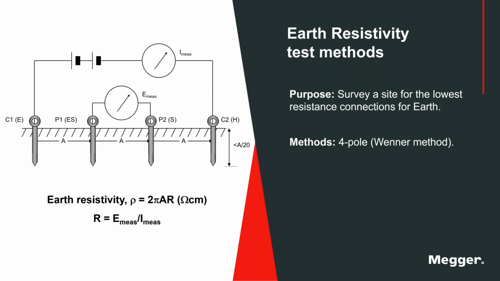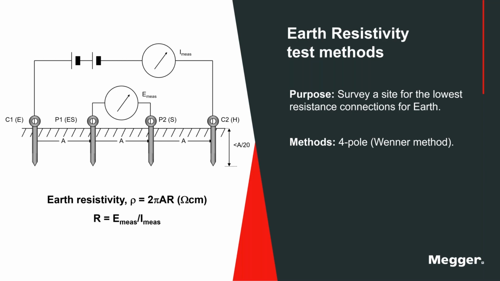3-terminal testers are a lot less expensive, and if you're sure that you're only ever going to have to test grounds that are already installed, then you can save money and buy a 3-terminal tester. But if you're going to test soil, if you're going to get involved in installing or designing a new ground, you must have a 4-terminal tester.